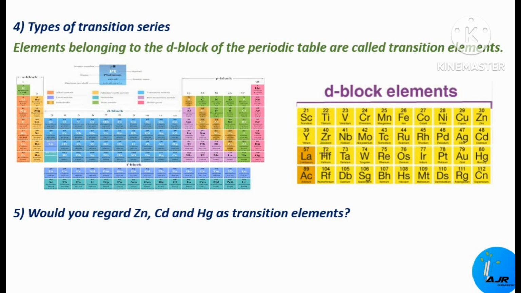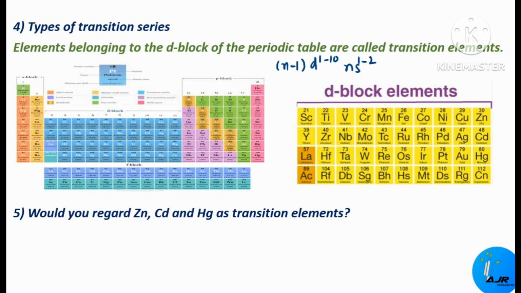Actually, these transition elements have the general electronic configuration of the type (n-1)d 1 to 10, ns 1 to 2. Okay. The 3D, 4D, 5D, and 6D series of the transition elements correspond to the filling up of 3D, 4D, 5D, and 6D subshells respectively. Understood?